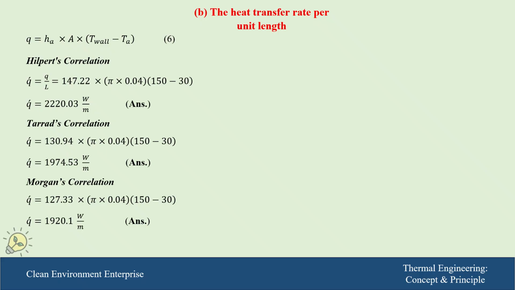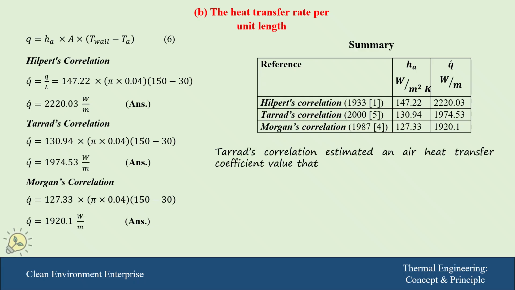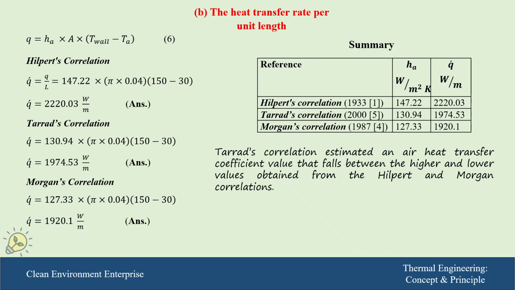As a summary for this example, we may find that the Hilbert correlation predicted the highest value of heat transfer coefficient and heat transfer rate per unit length, whereas Morgan is the lowest. And the Tarad correlation predicted values that lie between the higher and lower values as obtained by the Hilbert and Morgan correlations respectively.